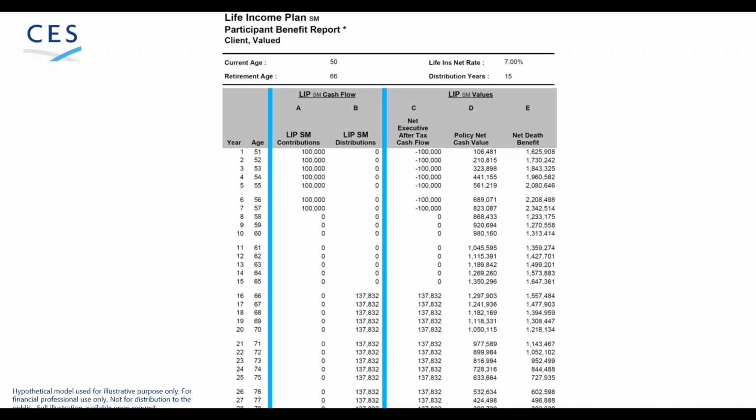If we were to turn those into income distributions at age 66, we just give you a sample of what that would look like. 137,832. I will tell you, not to provide too much of my personal input into these, but I don't always think it's that important to show the income on an illustration. I kind of wonder if it's the financial advisor who requires it, not the client.